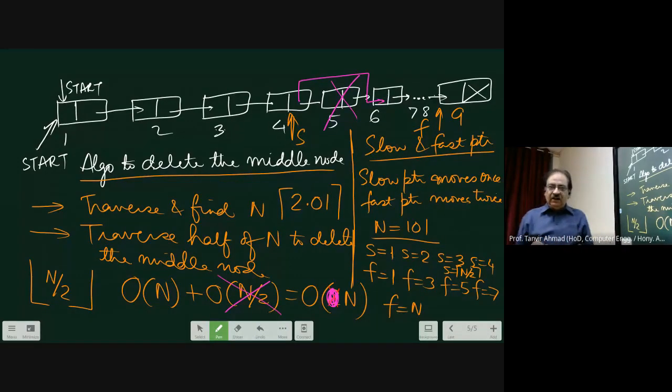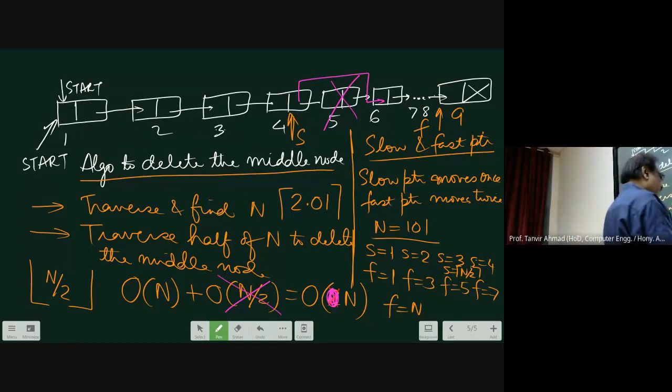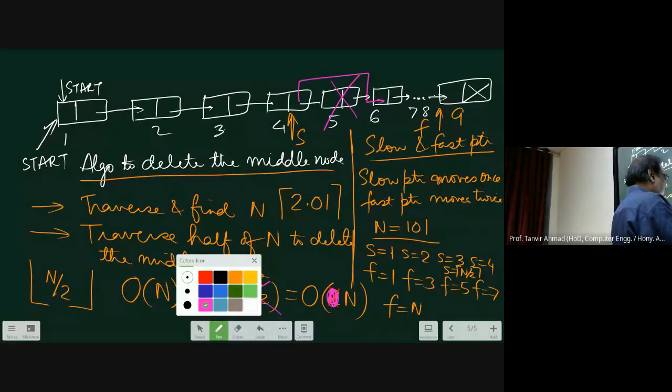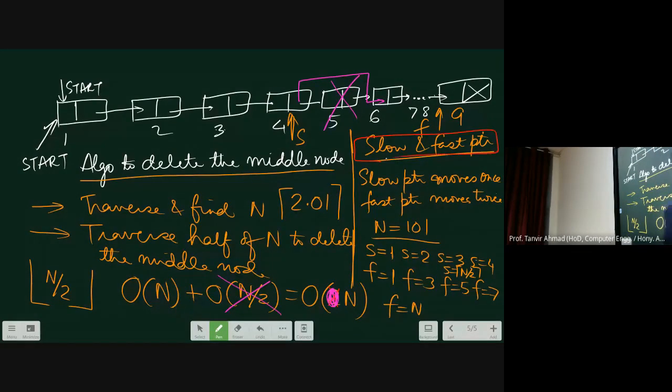And this concept which we have done right now is a very, very important concept. Just remember that you will be using it in a lot of problems: the concept of slow and fast pointer, so that we will be able to solve the problem in a lower time. Now this algorithm is also correct, but it is not optimum. Our aim is to try to develop an optimum algorithm if it exists.